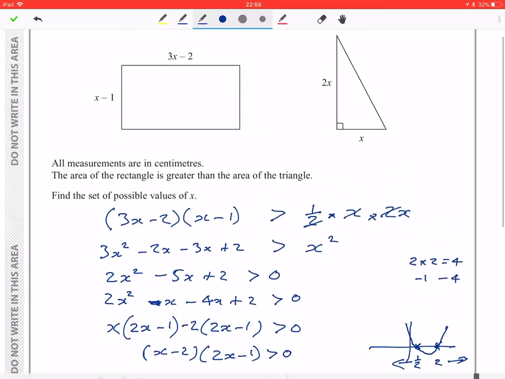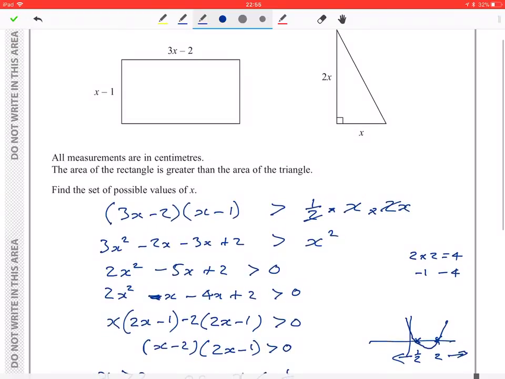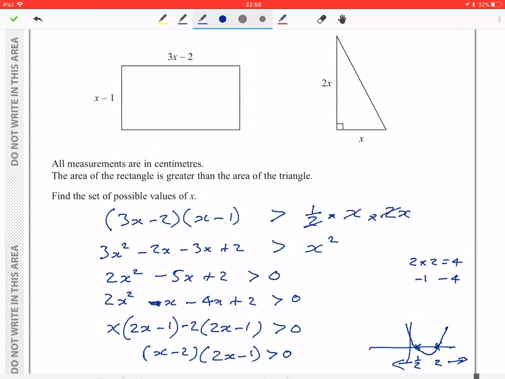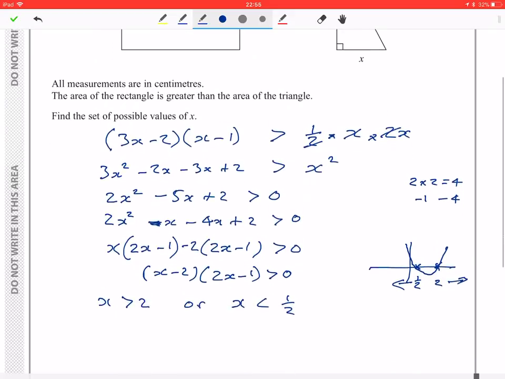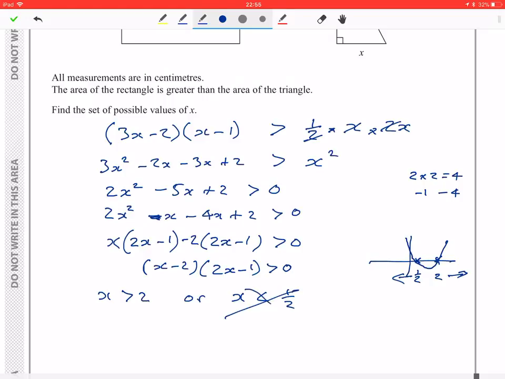Let's go back to the diagram. Well, x could certainly be bigger than 2, but it couldn't be less than a half, because if we look at the length at the top, 3 halves minus 2 would be negative, and we can't have a negative length. We're okay with a 2 because 3 2's are 6 minus 2 would make the top 4, and 2 minus 1 at the side would make that 1. So that answer is not possible in this context.